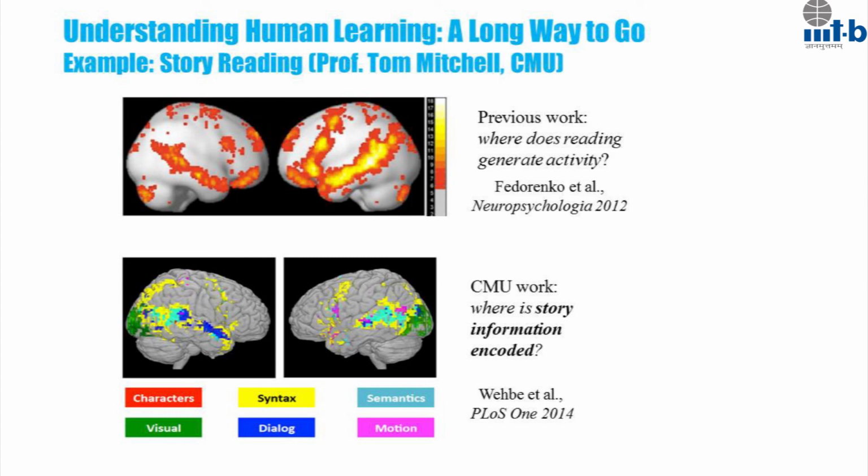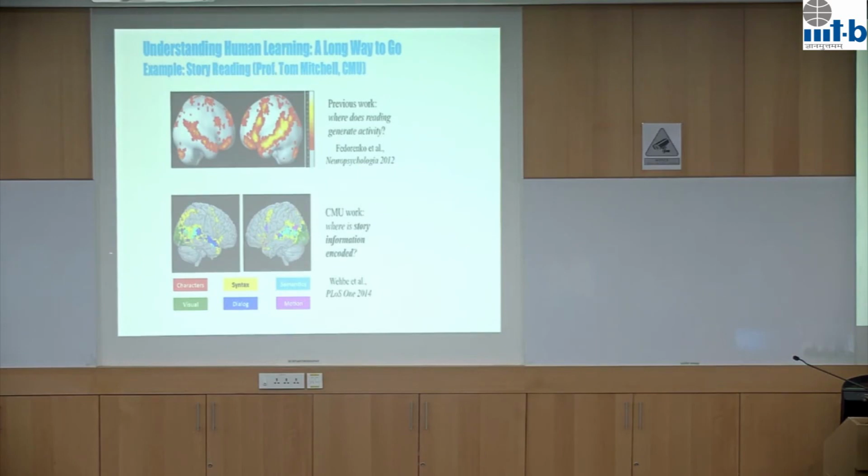Another interesting piece that he talked about is when you're reading an entire story, what's going on? They showed that there are different regions of the brain that seem to take responsibility for different aspects of understanding the story. Some regions in the brain are primarily focusing on the syntax, some on the characters in the story, some on the motion and so on. This is how the brain works.